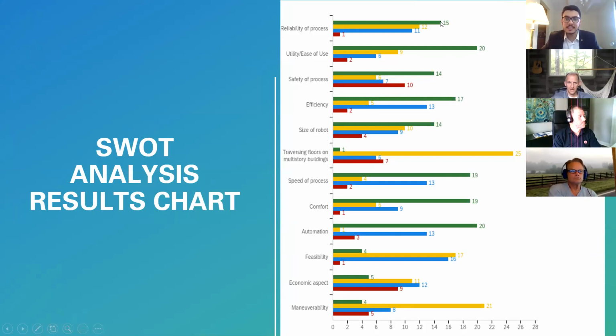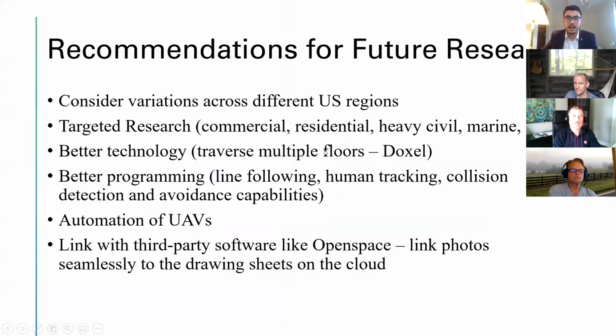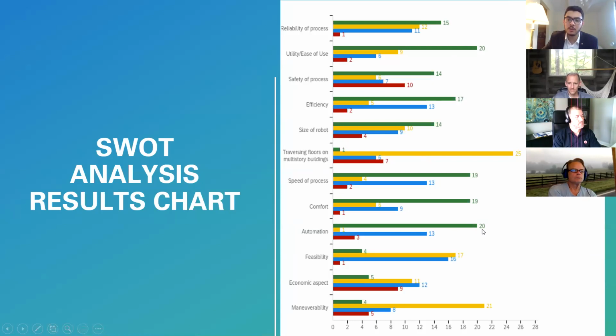The biggest strengths that people saw in the entire thing that were reported was the utility or the ease of use and the automation, followed closely by the comfort and the speed of process. That this process would help increase the speed. It would be comfortable. The automation is good. They think that's a strength, and it's easy to use. We think it has value. It has utility. That's good. It was followed closely by efficiency, reliability of the process.